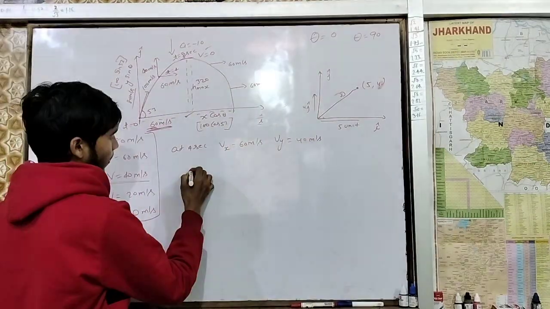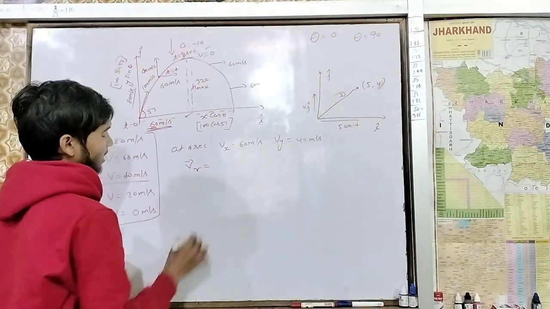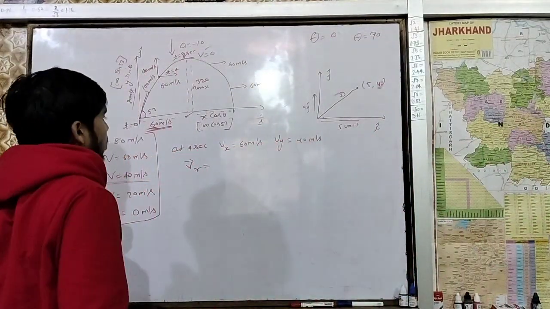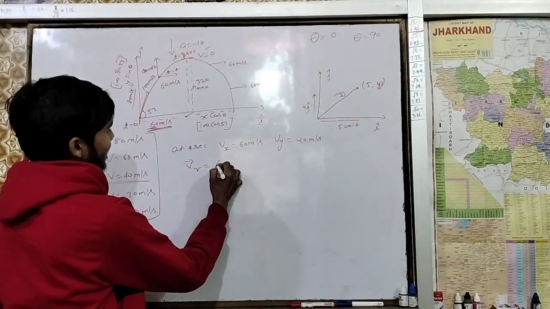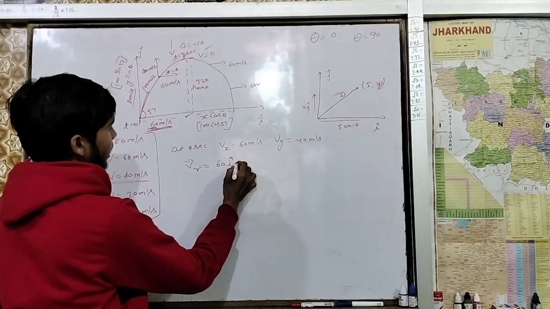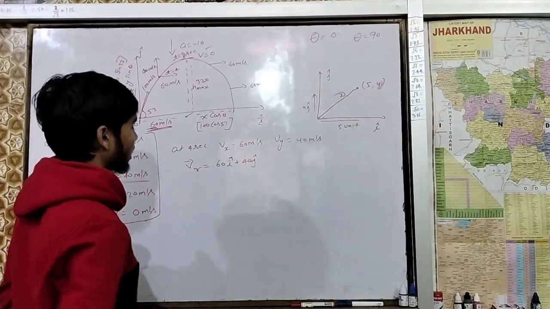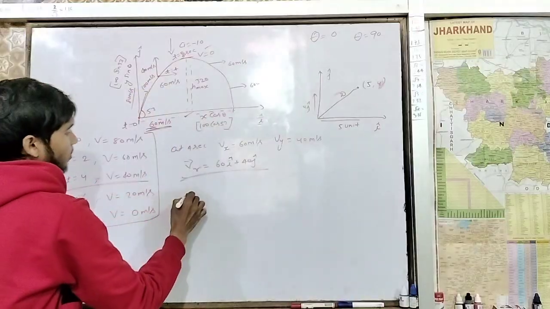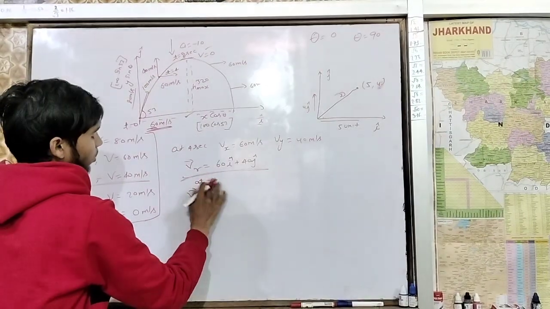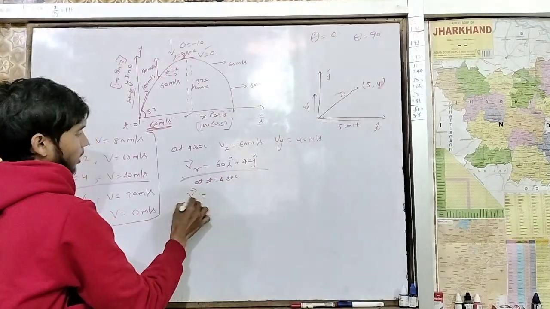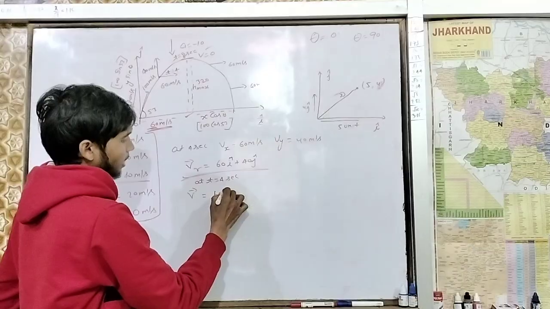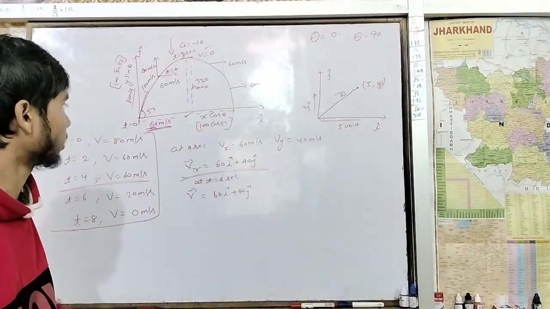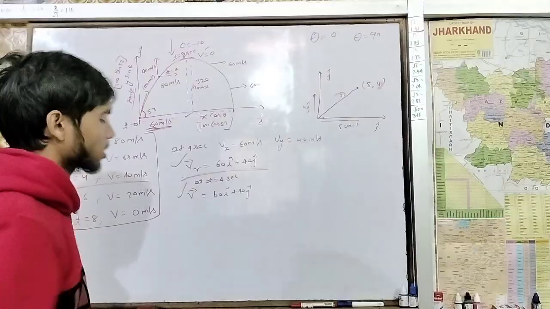In the language of vector, you can say the velocity vector will be 60 i cap plus 40 j cap at t is equal to 4 seconds. This vector will be your velocity at 4 seconds, 60 i cap plus 40 j cap. This is a simple vector.